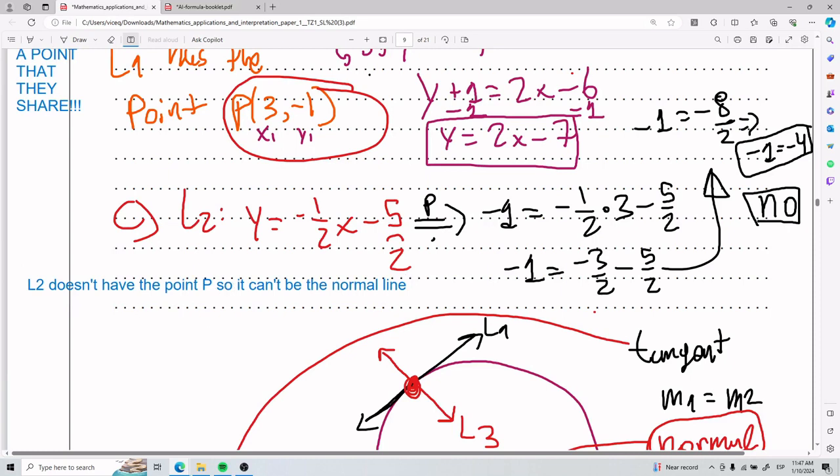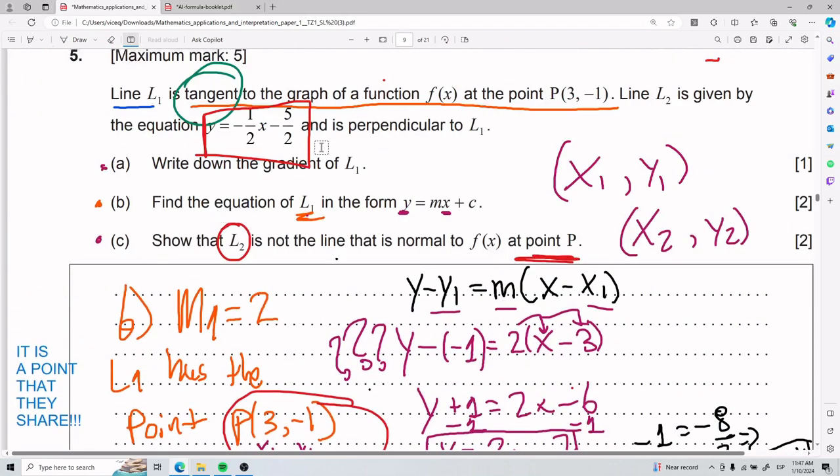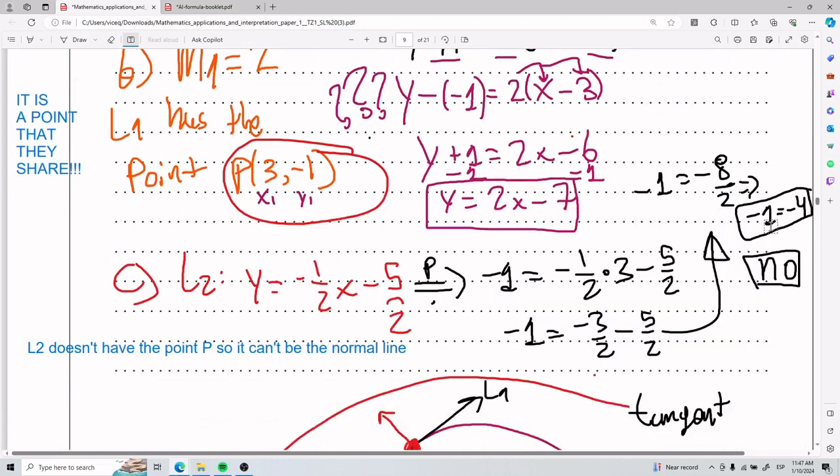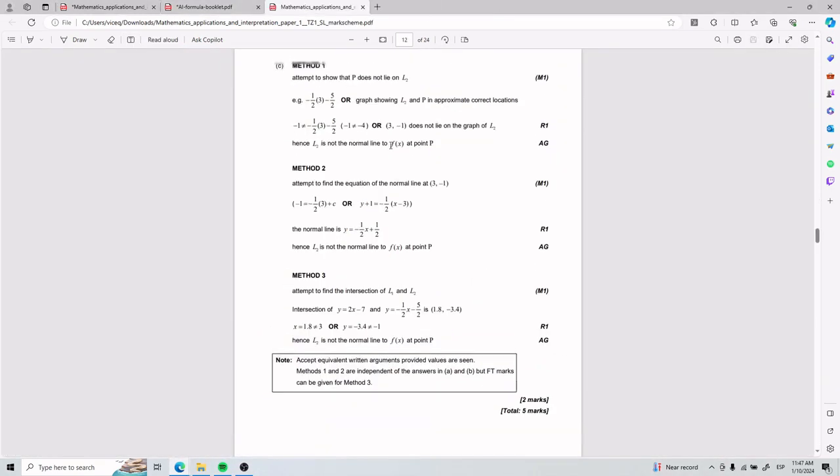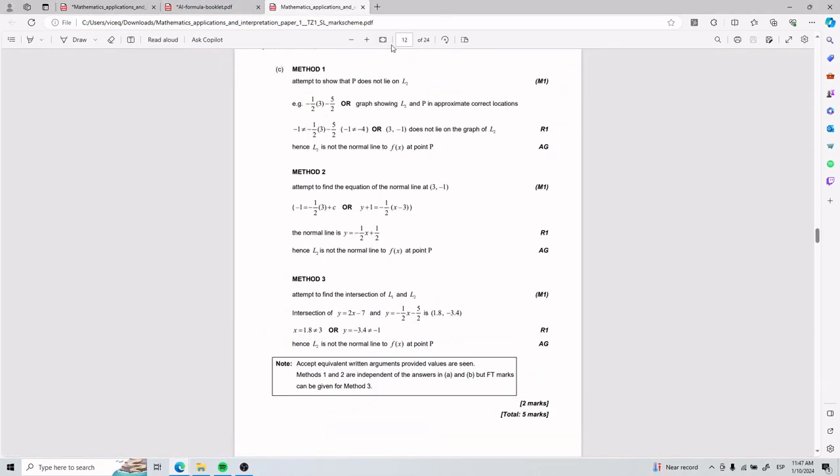That is the main method you can try. There's a couple other methods, but I don't think it's worth going into them. I'm just going to leave you with this tool. If you plug in P and you get something weird like negative 1 equals negative 4, it's not part of the line. Don't worry about it. There's two other methods. You can check the answer key in a bit. But basically, stay with that.